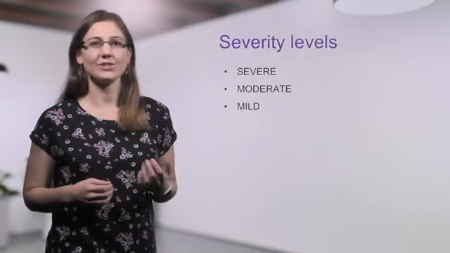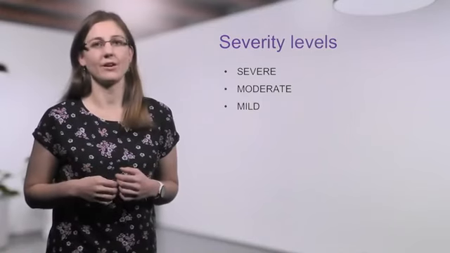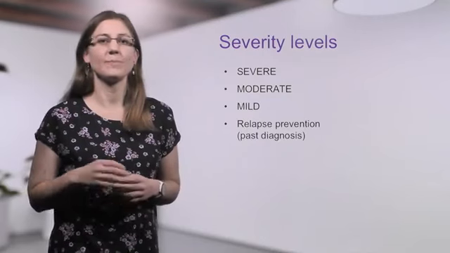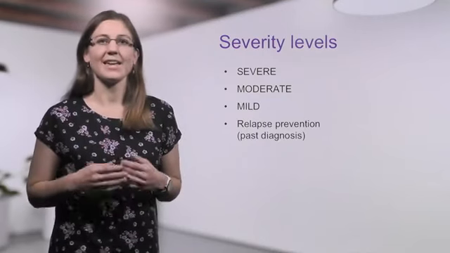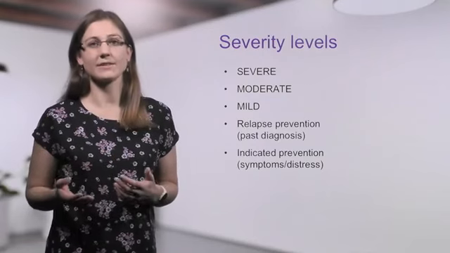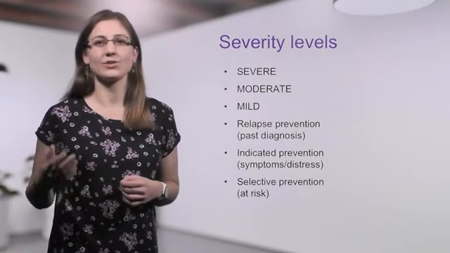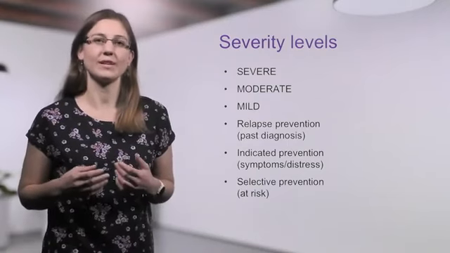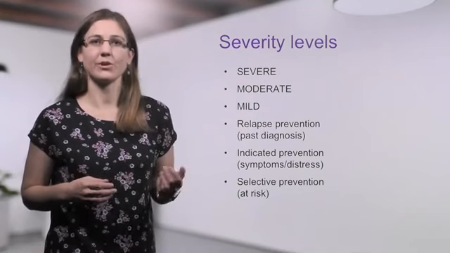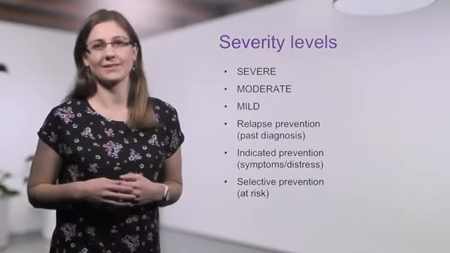There are 3 additional levels for populations who need services but do not have a current mental illness diagnosis, including relapse prevention for people with a past diagnosis, indicated prevention for people experiencing symptoms or distress, and selective prevention for at-risk populations, such as children living with a parent who has a severe mental illness. Estimated numbers of people in the latter 3 groups have been derived from population surveys and research studies.